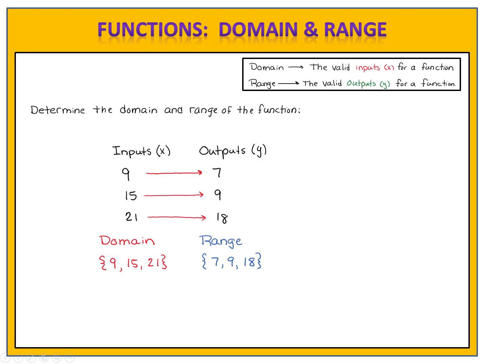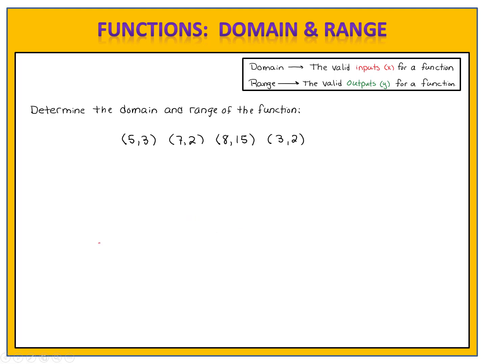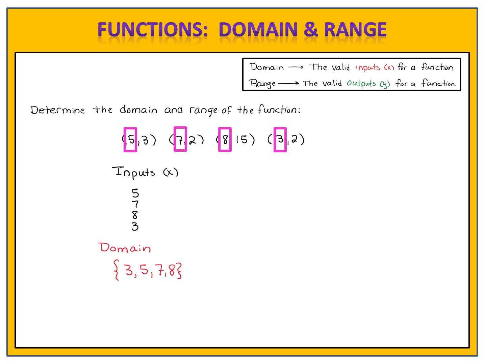What if we have our function given to us as a list of ordered pairs? Well, we know that the x values are the inputs and the y values are the outputs. If we look at the x values, 5, 7, 8, and 3, those are the inputs for our function. Those four inputs make up the domain. So the domain for this function is the set 3, 5, 7, and 8.